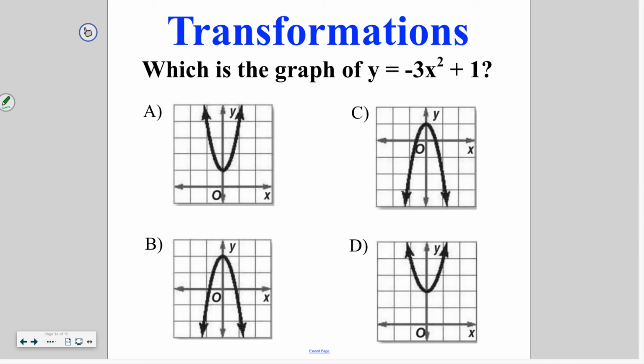Go ahead and determine this transformation on your own. The correct answer here is C. We started at up 1, and it is a reflection, so it is going down.